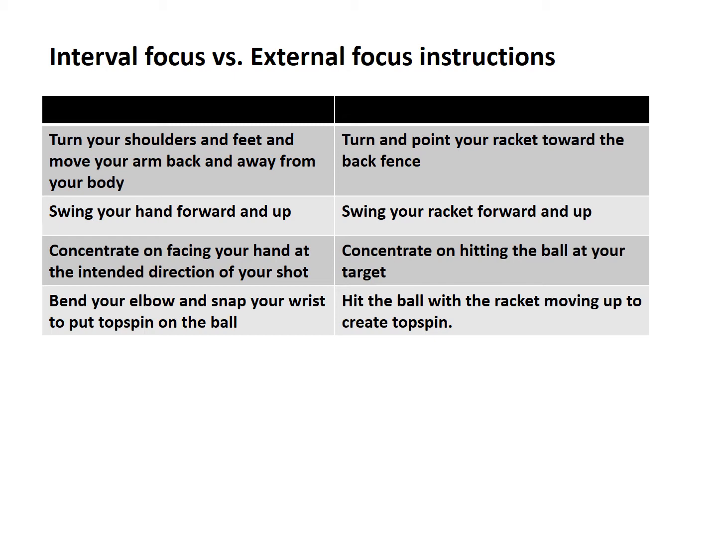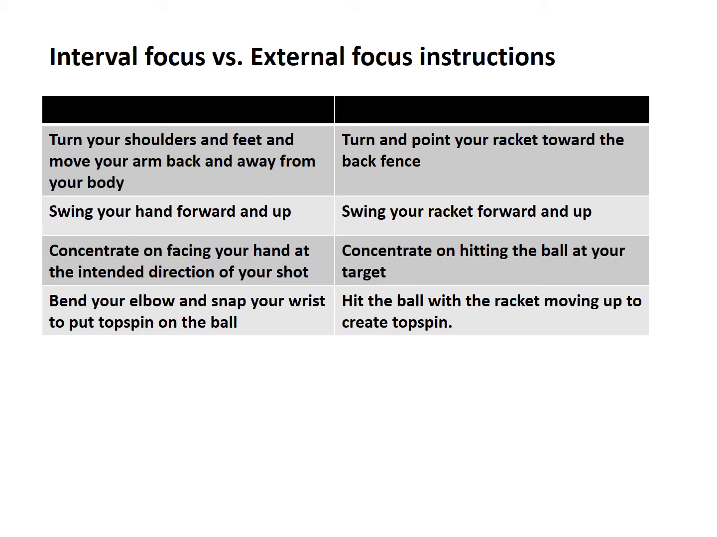And then we could also give them something a little bit more advanced, that I want you to put some topspin on the ball. I want you to make the ball rotate forward. And how do you do that? I might tell you that you should bend your elbow and snap your wrist so that you can create topspin on the ball. So if you noticed, these verbal instructions really focus on what you should do with your body. It's the positioning of your body and how you should move your body. So your shoulders, your feet, your arm, your hand, your wrist.